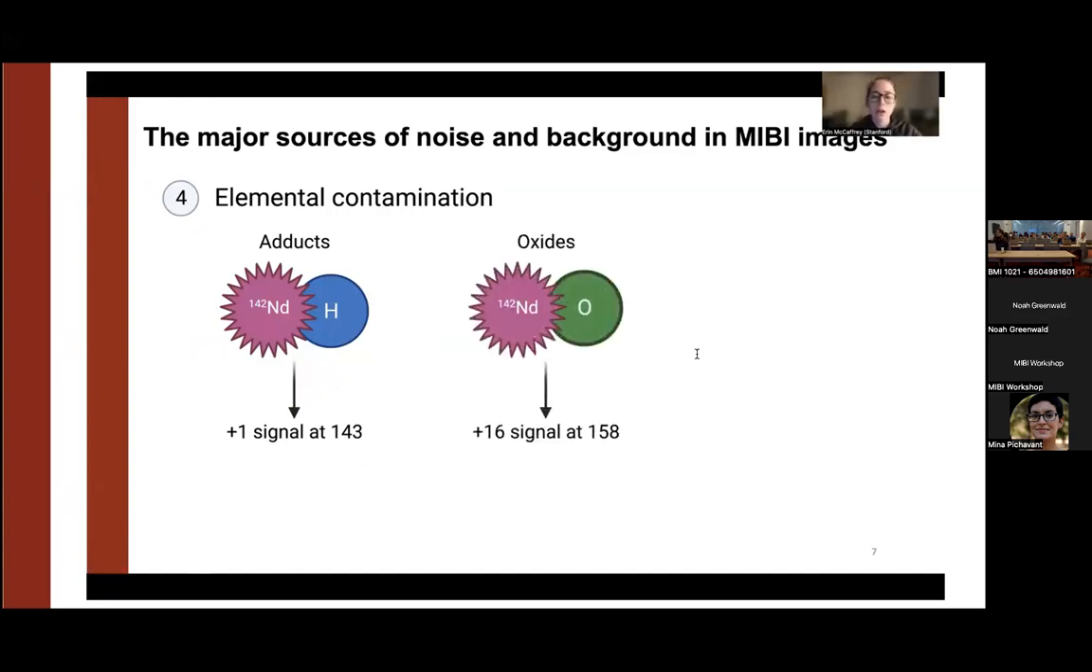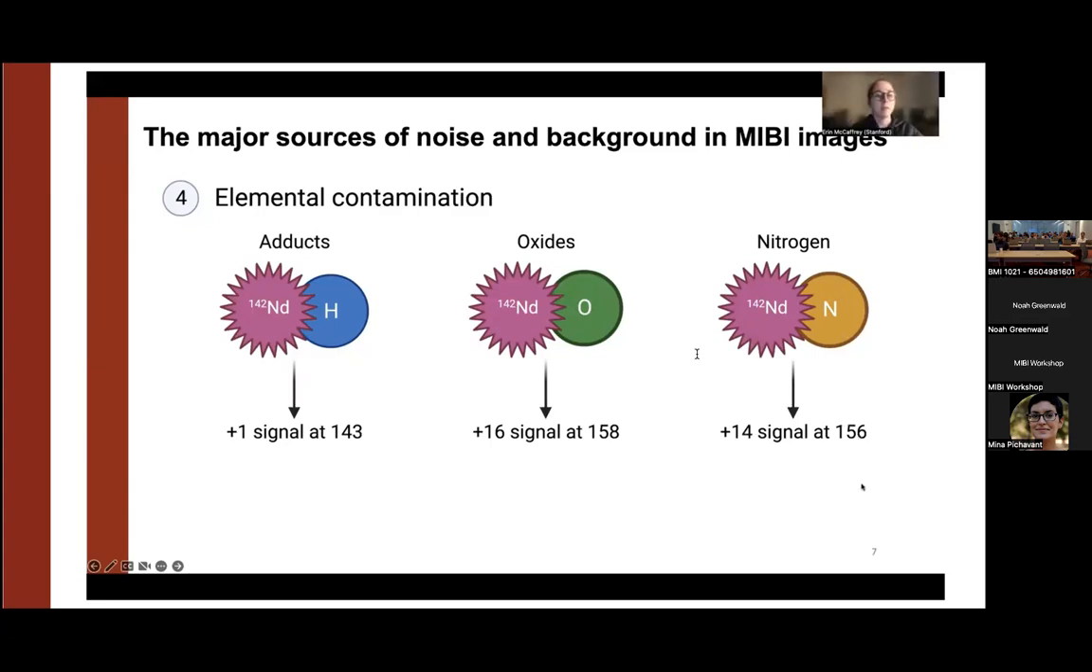We can also observe the occurrence of oxides, which will occur when that 142 ion in this particular example binds with oxygen, and this will cause a +16 signal at 158. And adducts and oxides will really be the two primary sources of elemental contamination that we observe with MIBI. However, it's important to know that there are other types of elemental contamination that can occur. I'm showing an example here of just one, which is what happens when our isotope of interest binds to a nitrogen ion, giving a +14 signal in this example at 156.